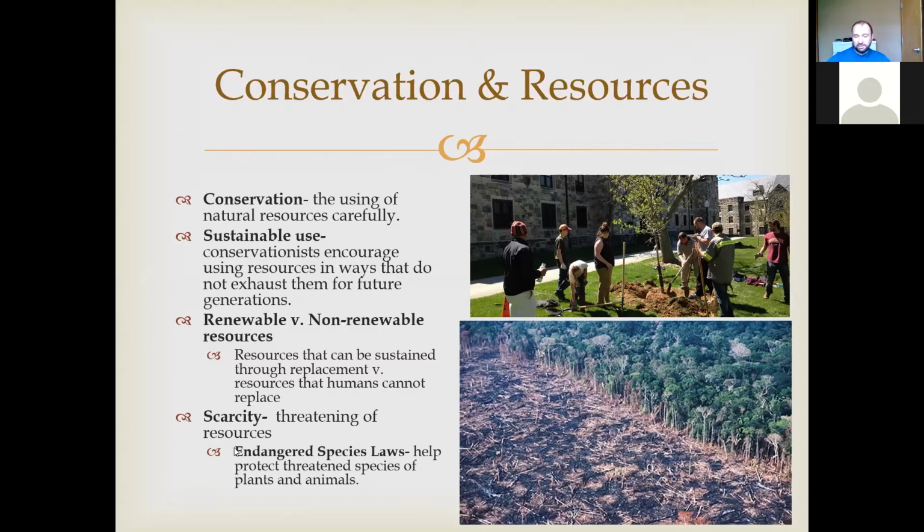When we talk about scarcity as it pertains to plants and animals, we have endangered species laws. Once a species, plant or animal, reaches a critical stage where there are not very many of them left, we have endangered species laws that help protect those threatened species so that hopefully they avoid going completely extinct, right? Pretty straightforward. I feel like we're familiar with that.